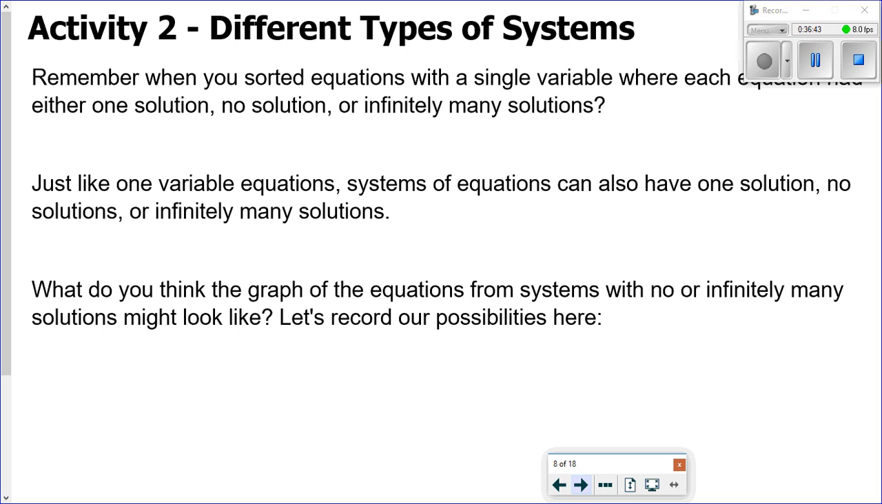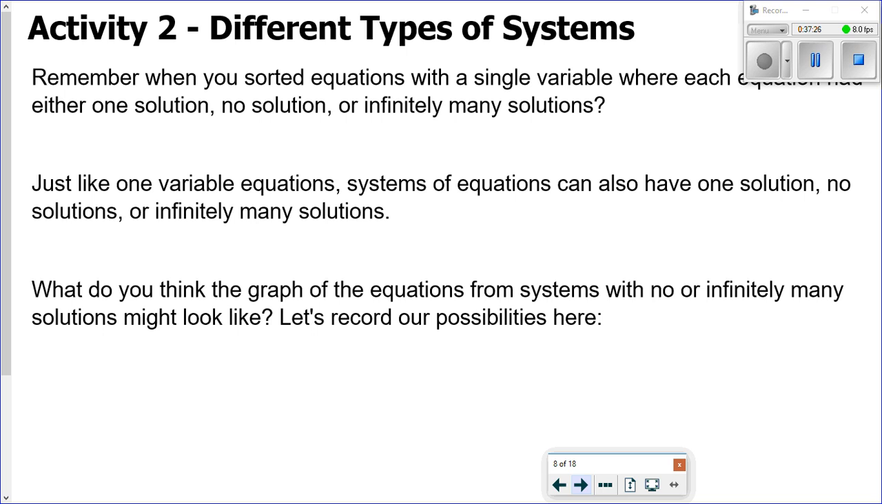All right, so let's go ahead and dive into the second activity, different types of systems. So here it says, remember when you sorted equations with single variables where each equation had either one solution, no solution, or infinitely many solutions, which we just talked about. Just like one variable equations, systems of equations can also have one solution, no solution, or infinitely many. What do you think the graph of the equations from systems with no or infinitely many might look like? Let's record our possibilities here. So we briefly touched upon that on the last slide. So let's go ahead and jot that information down.